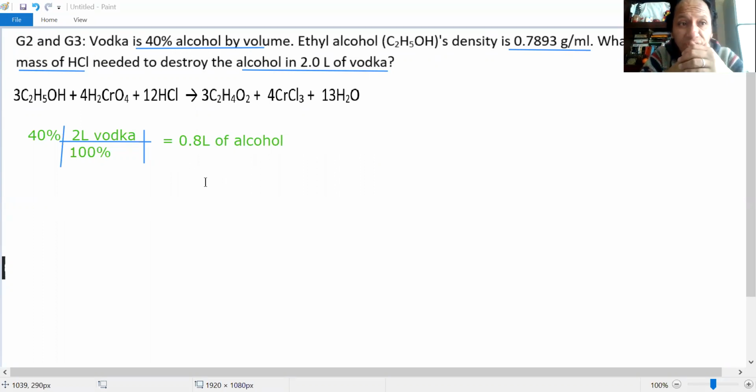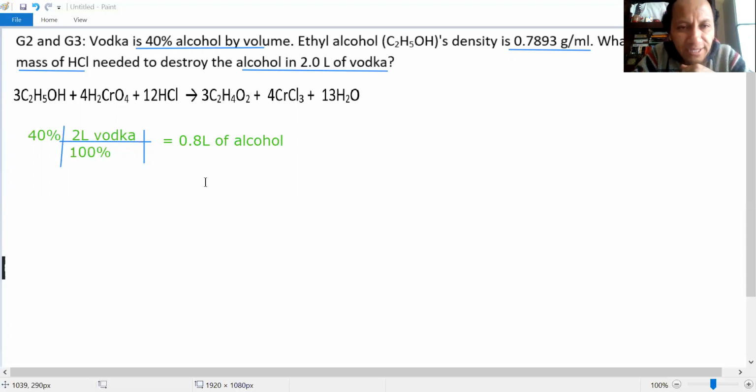Now, what's the minimum mass of HCl to destroy that amount of alcohol? So 0.8 liters is what you're going to find in 2 liters of vodka. So it's strong. 0.8 liters of real alcohol in 2 liters of vodka. That means the rest could be the amount of the beverage from the potatoes they use for making vodka and stuff like that. But the 0.8 liters are real alcohol for drink, or the drinkable ones.